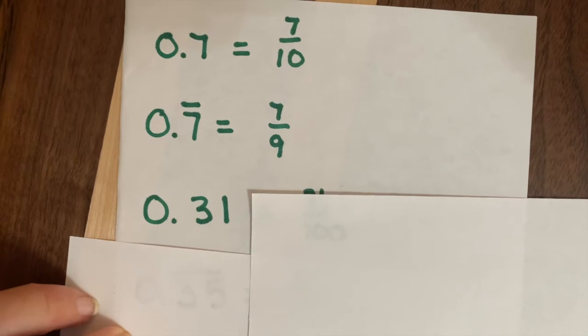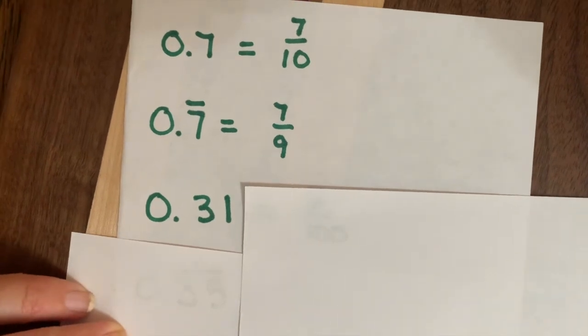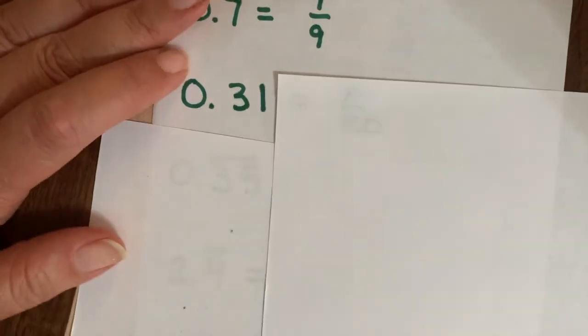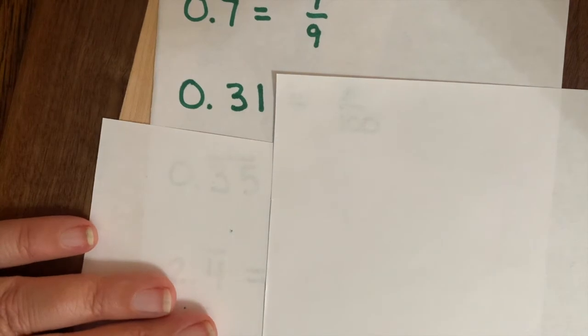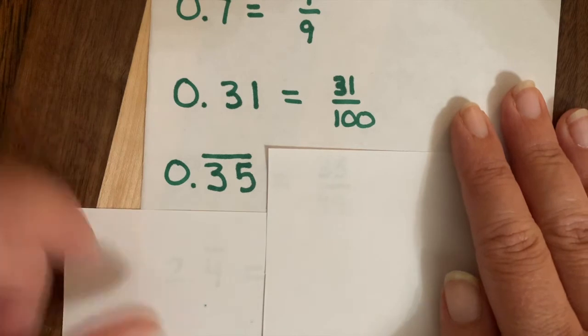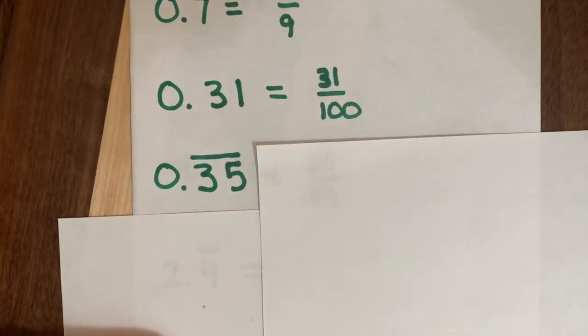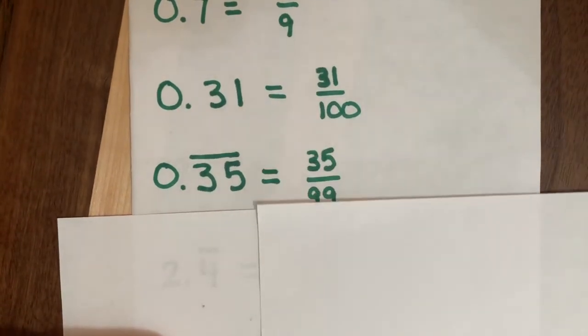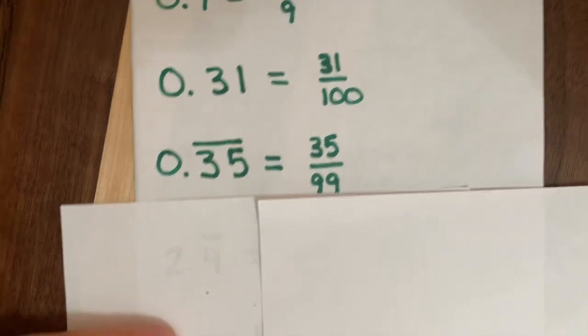Change 0.31 into a fraction. That would be 31 over 100. How about 0.35 repeating as a fraction? That would be 35 over 99.